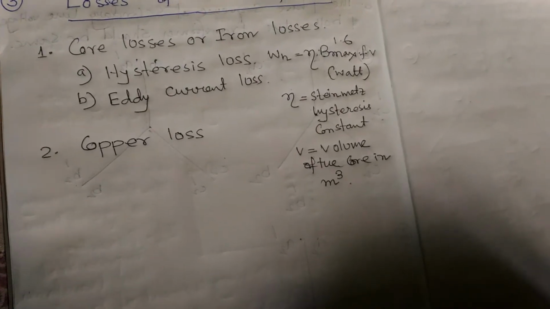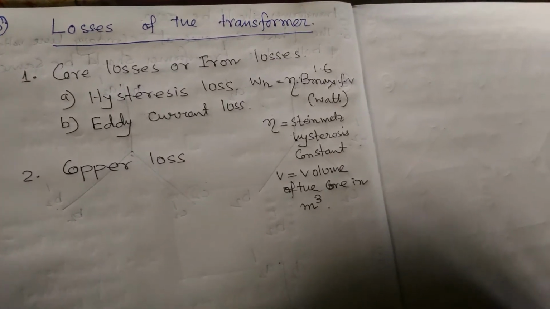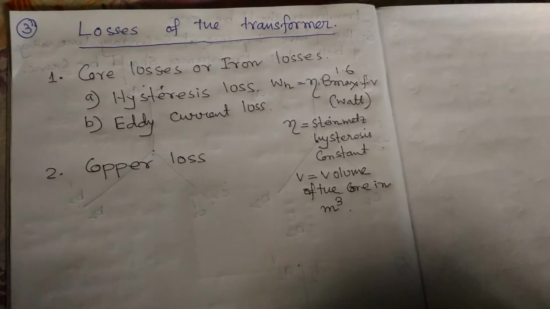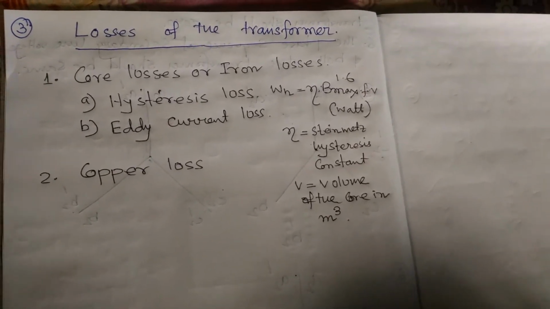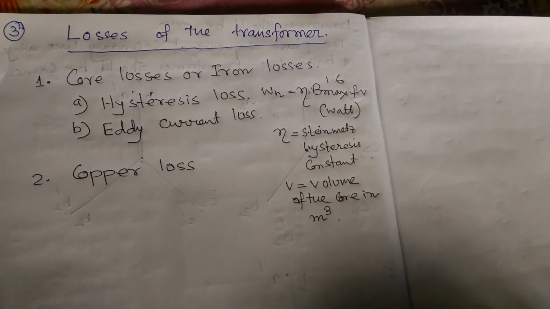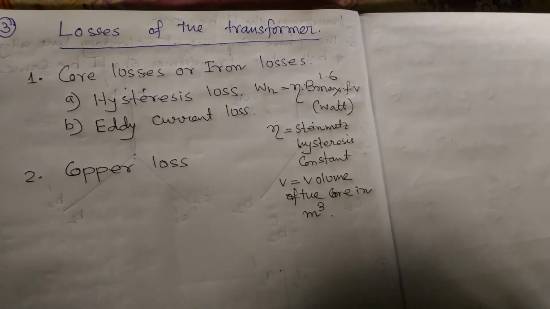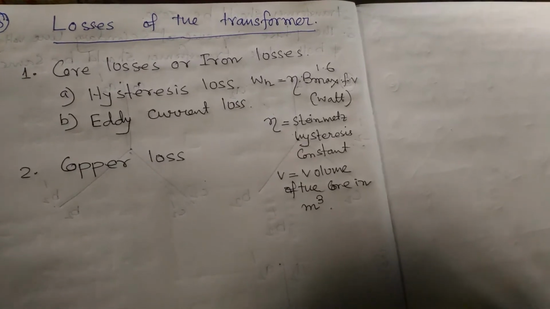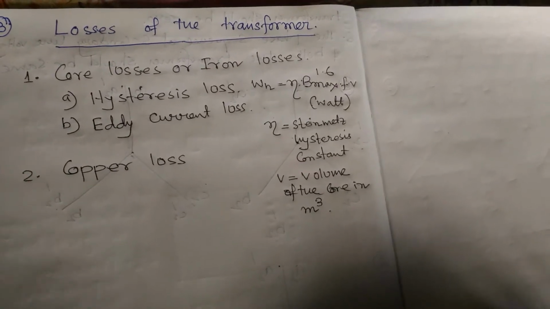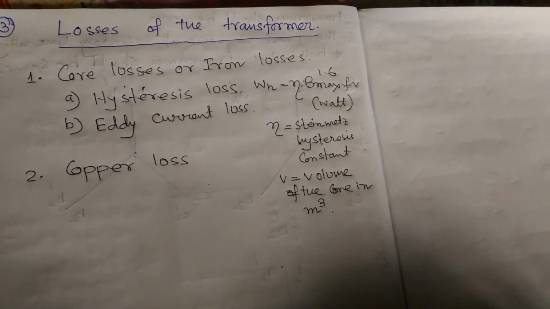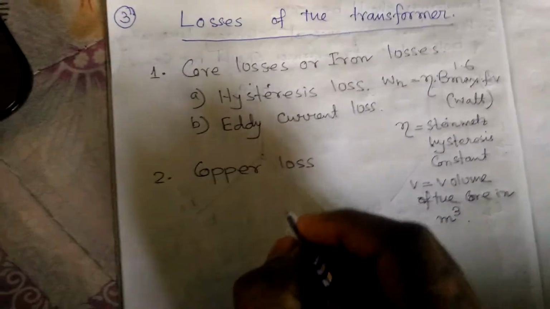Let us now discuss the copper loss in transformers. Copper loss is due to the ohmic resistance of the transformer winding. Copper loss for the primary winding is I1 squared R1, where I1 is the current in the primary and R1 is the resistance of the primary. For the secondary winding, it will be I2 squared R2. It is clear that the copper loss is proportional to the current.